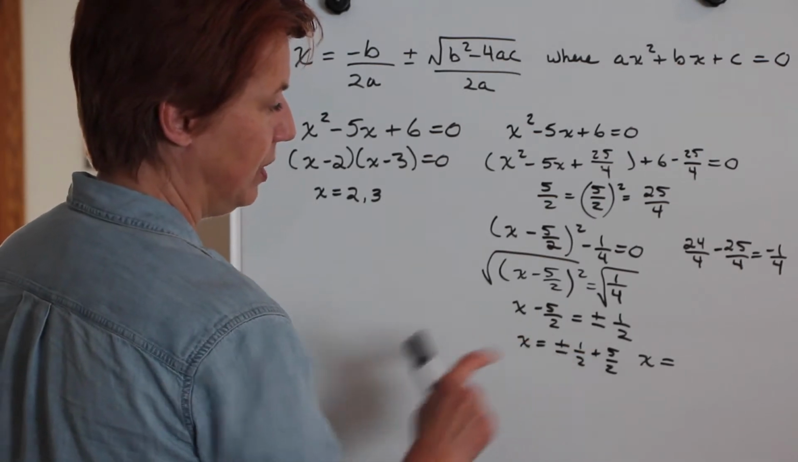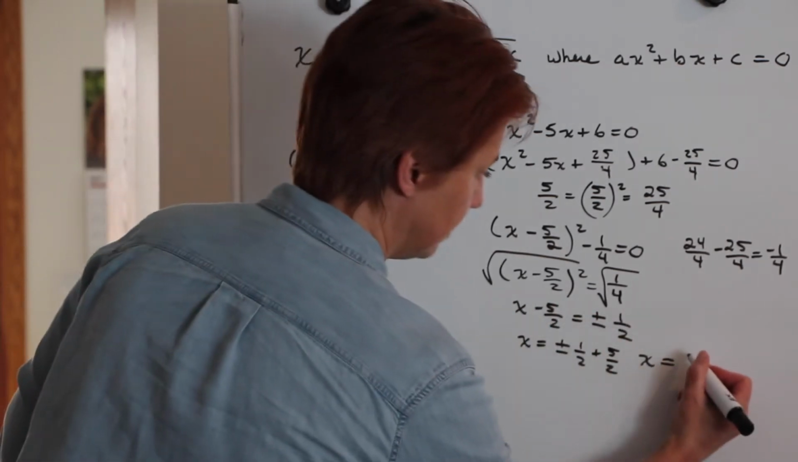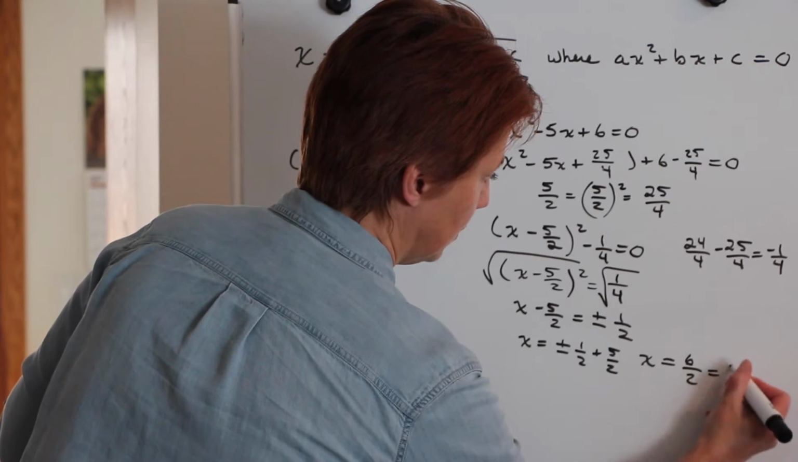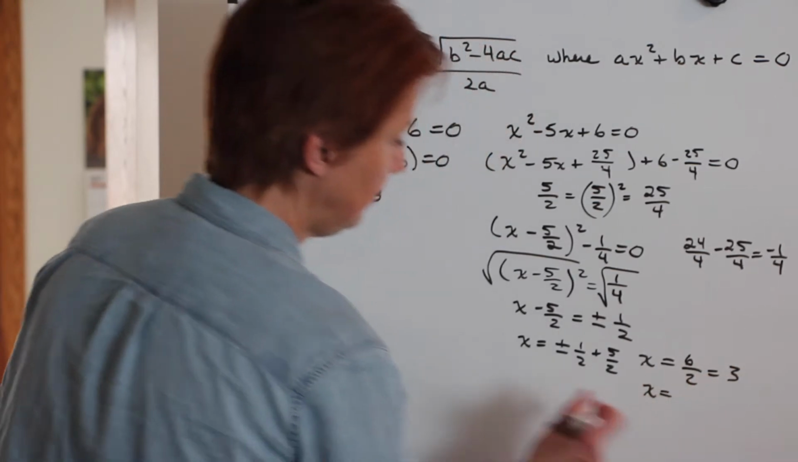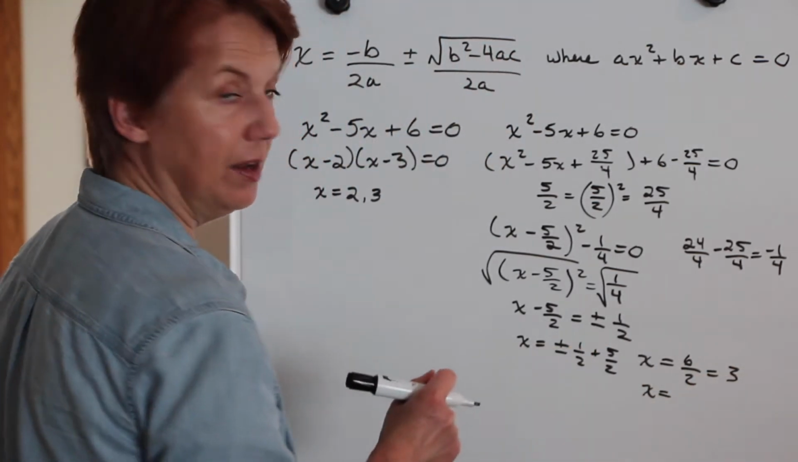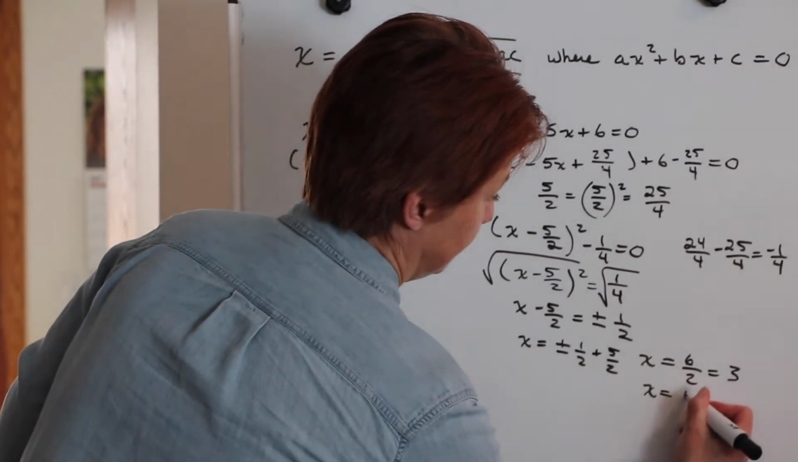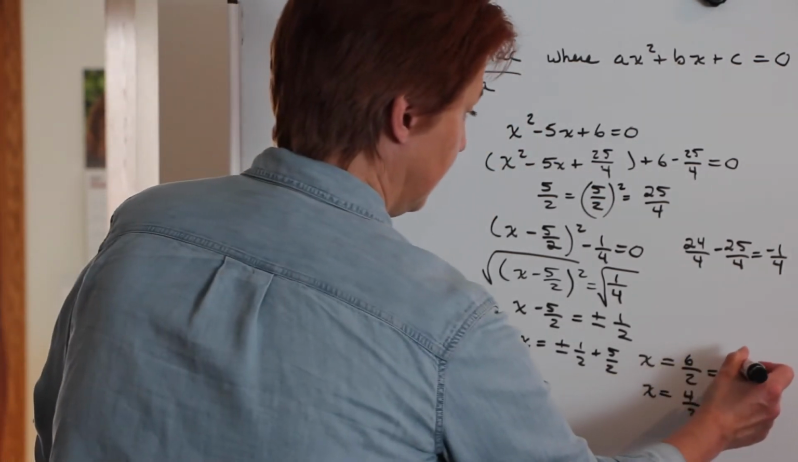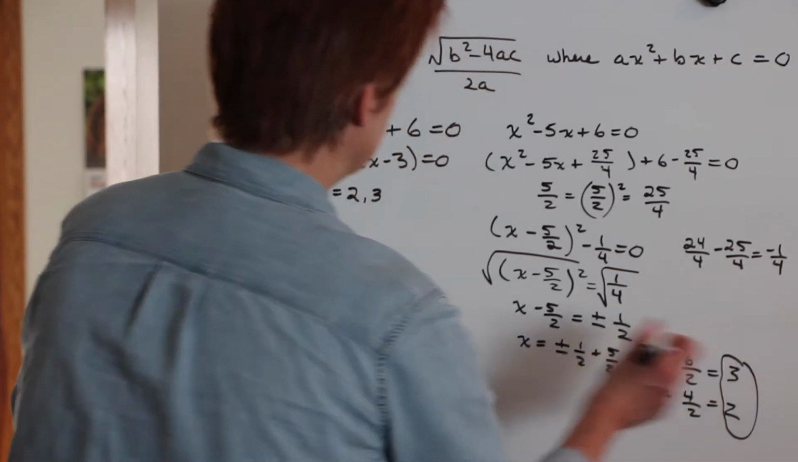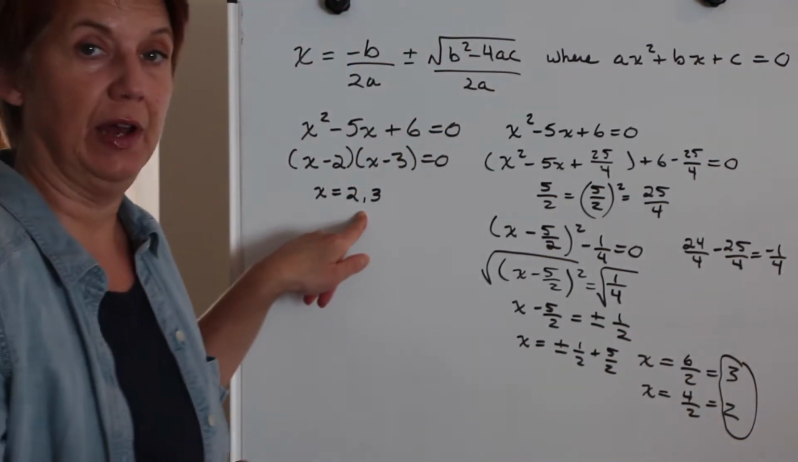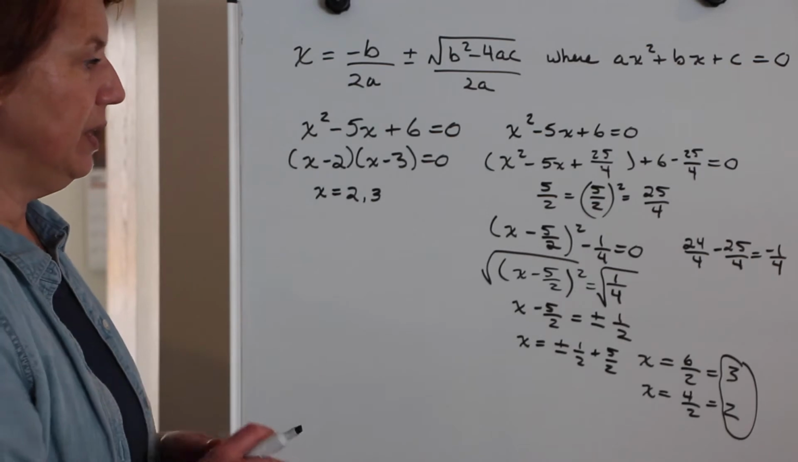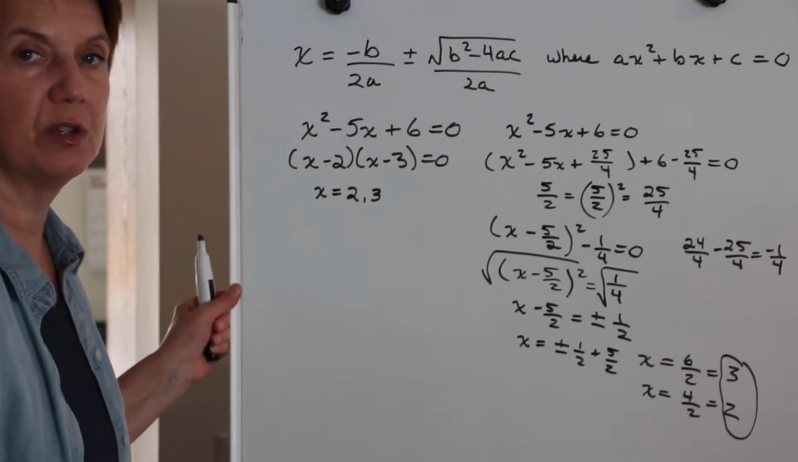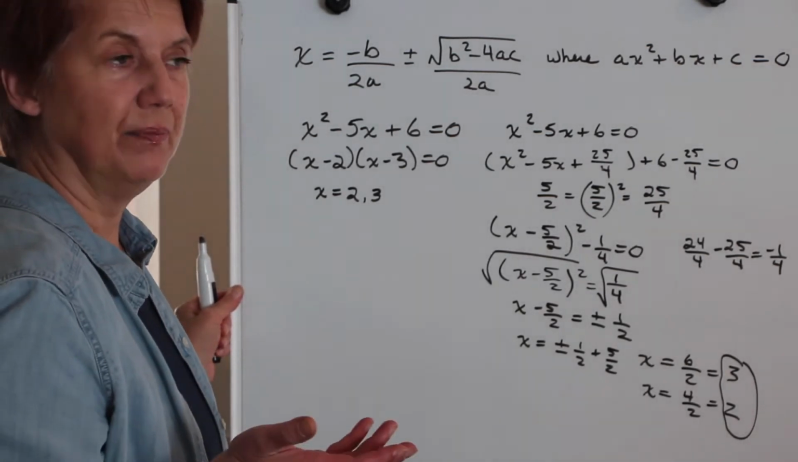So plus 1 plus 5 is 6, which is 3. And negative 1 plus 5 is 4, which gives us 2. So there's our two solutions right there, and they're the same ones we got when we factored, okay?